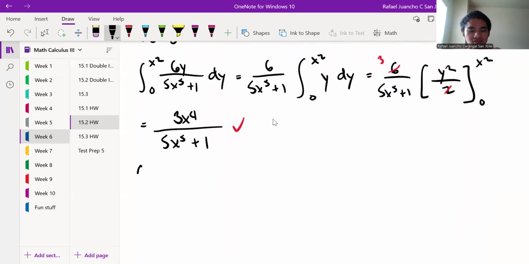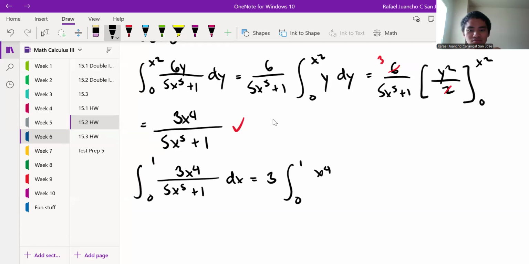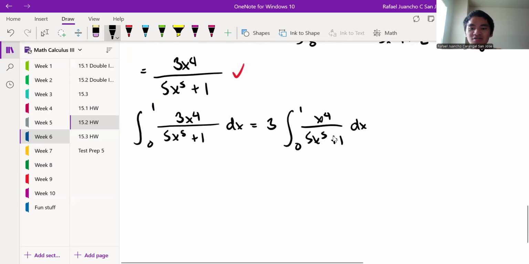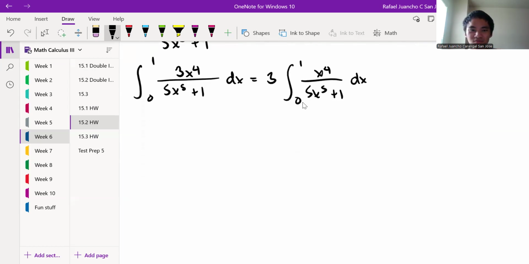0, 1 with respect to x. Right? Dx. What can I do? Okay, I can take out my 3. Use one of my integration techniques. What do I know? Let me think. What if I do u as x to the fifth? What if I do that?